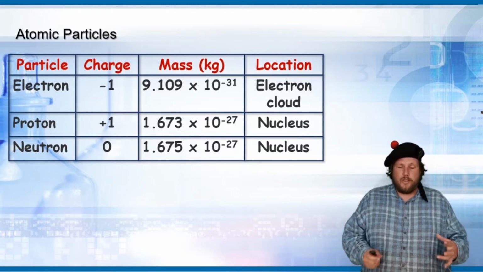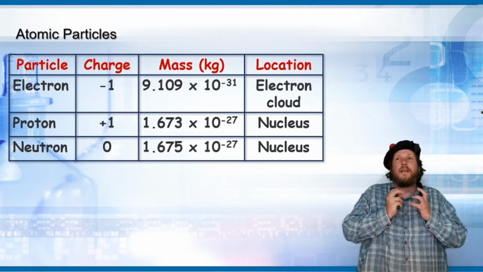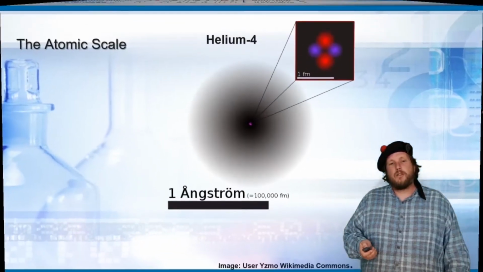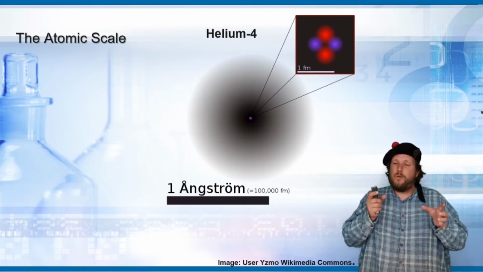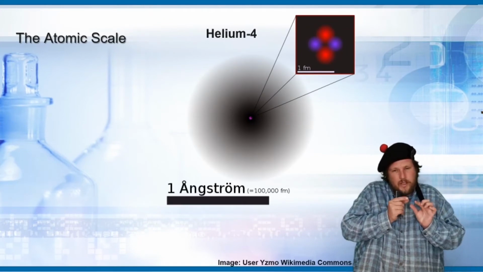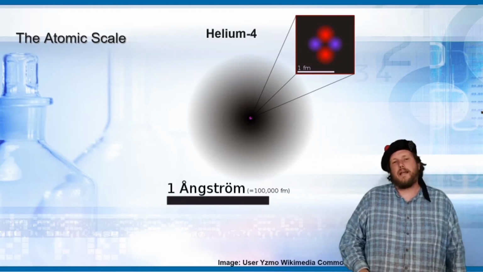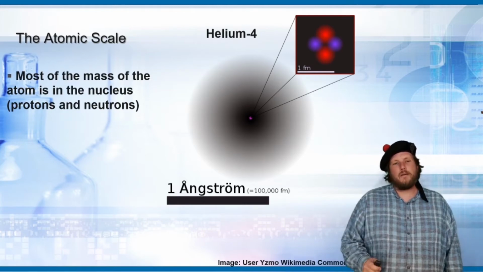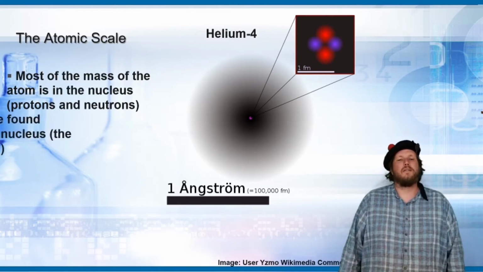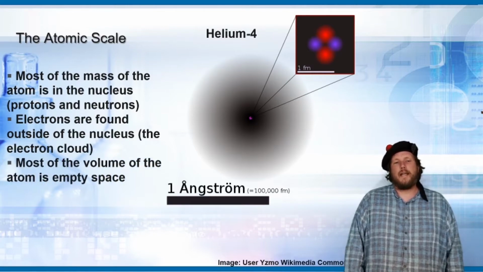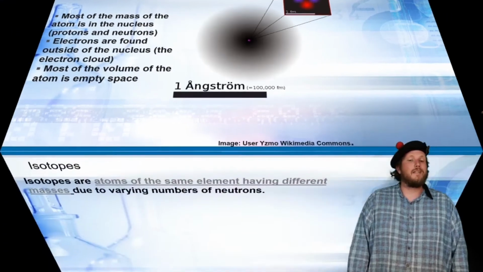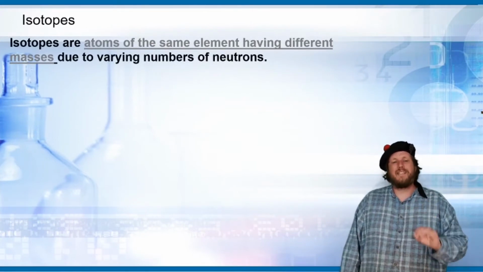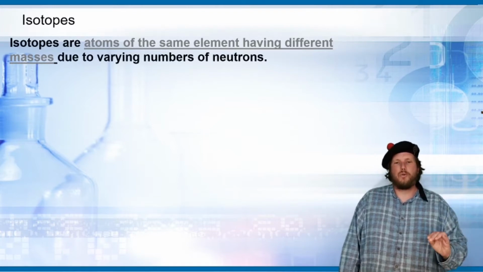So the proton is what determines what element we're talking about. Which element it is has to do with how many protons. So again, the nucleus is the tiny, tiny speck in the middle where the protons and neutrons are. The electron cloud is where the electrons are around the outside. Most of the mass of the atom is in the nucleus where the protons and neutrons are. The electrons are, again, outside. Most of the volume of the atom is empty space. Isotopes are atoms of the same element having different masses due to varying numbers of neutrons.